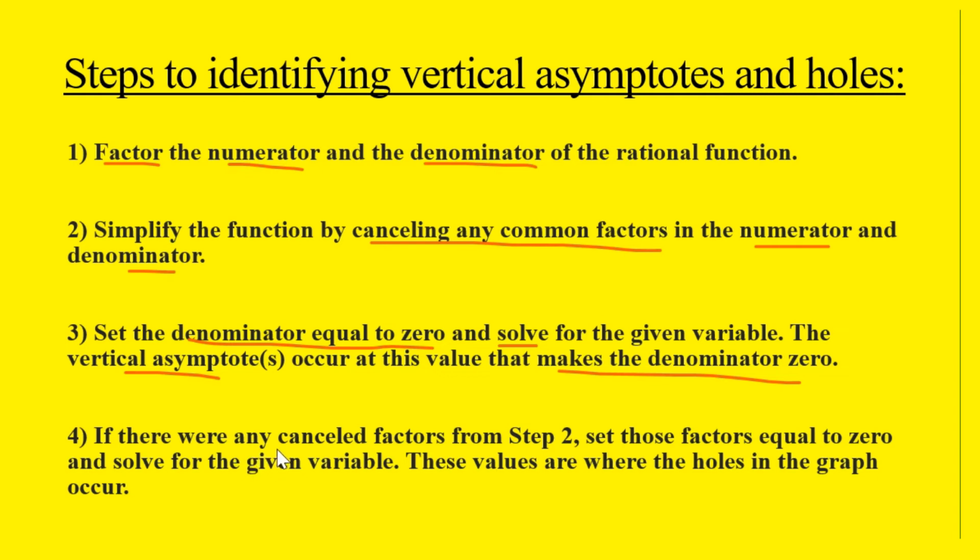Then we're going to go back and see if we had any canceled factors. If so, we'll set those factors equal to 0 and solve for the variable again. Then those values let us know where the hole occurs in the graph.